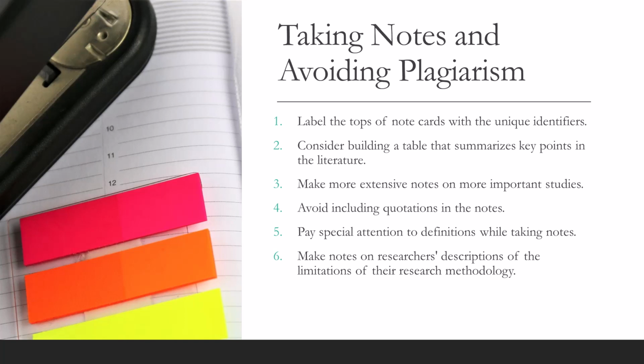Again, these are all just suggestions and ways to organize in preparation for actually writing your lit review. I would also suggest that if there's something really important, you make more extensive notes on the more important studies. Focus on those important studies and go into more detail. You don't have to go into such detail on the less important studies. The studies that really set up your research, the study that you're conducting, you want to be very thorough with those.